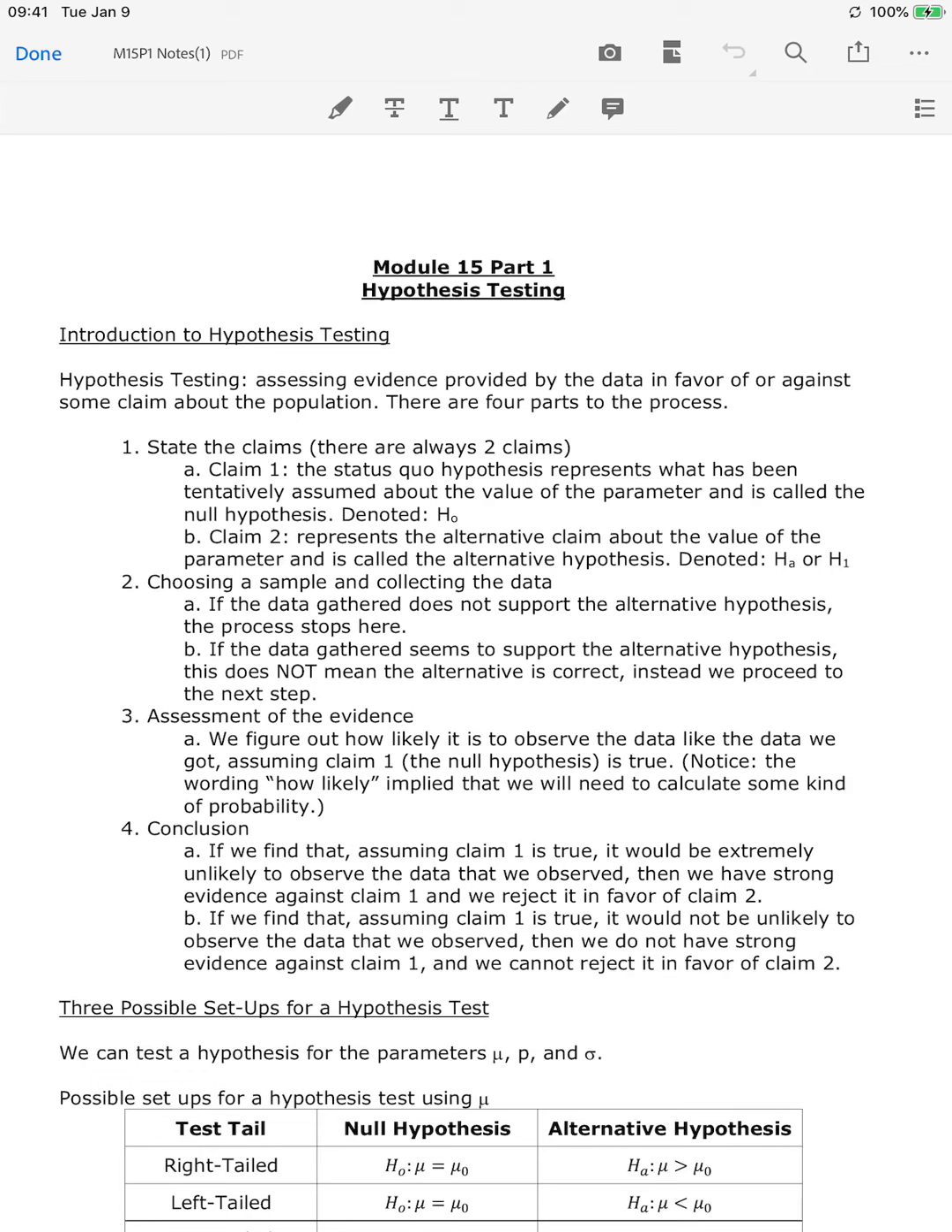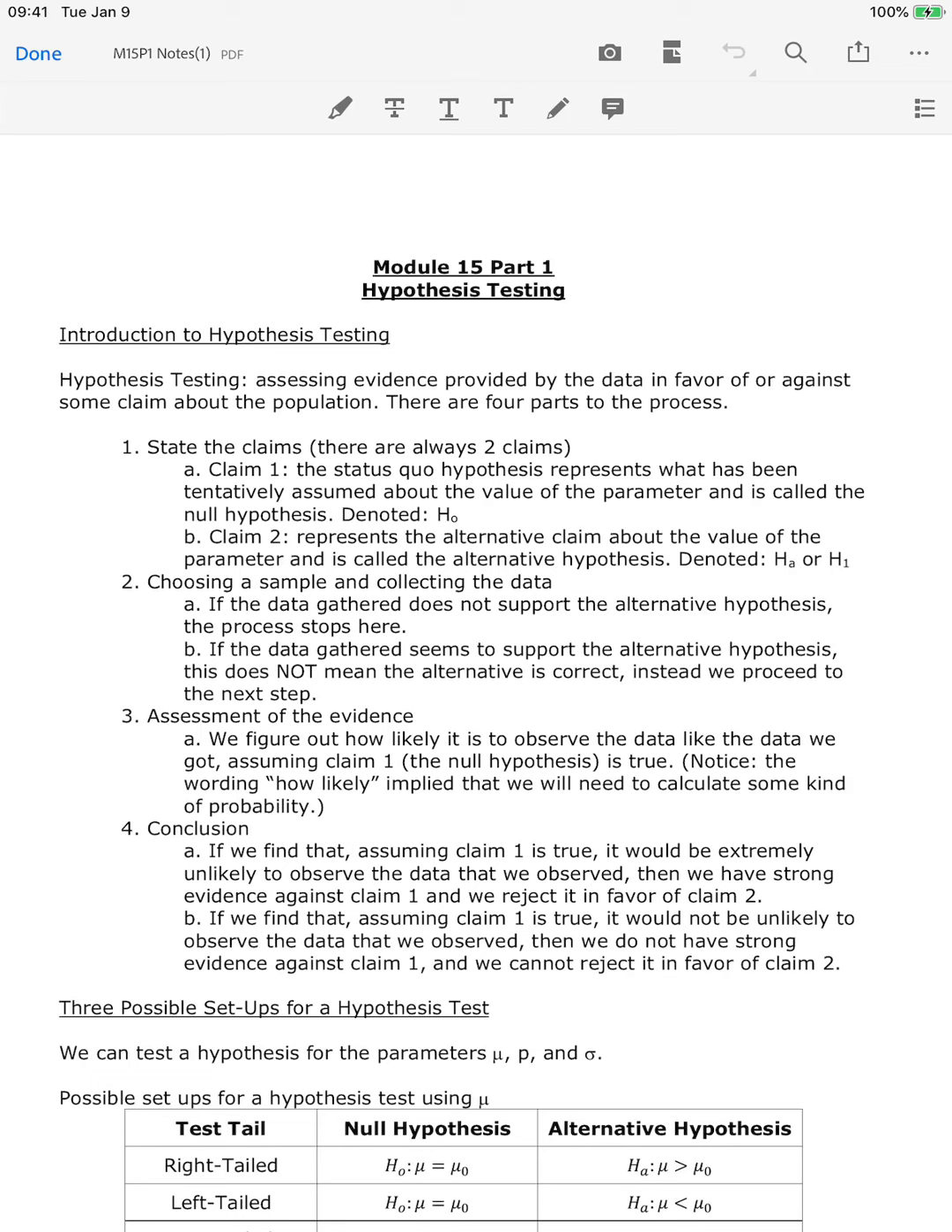The first step is to state the claims. There will always be 2 claims in a hypothesis test. The first claim is the status quo hypothesis, or what we are assuming is true about the value of the parameter. This is found by previous studies, known information about the population, or assumptions that you're making about the population. This is called the null hypothesis, and it's denoted with an H and a small o next to it. We call this value H0 or H naught.